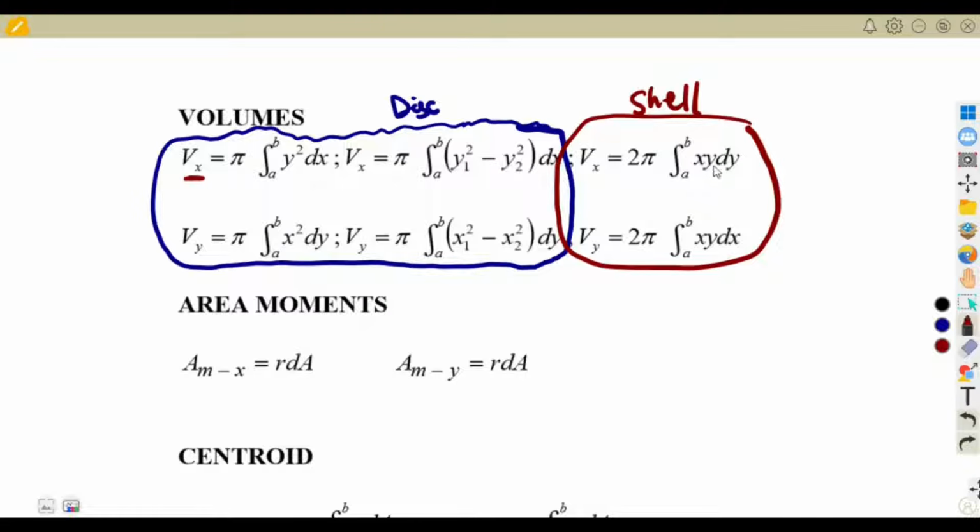But for the shell method, this is what I was explaining. You'll have the volume according to x, but the representative strip will be for y. Right? The representative strip will be for y. We shall talk about that. But this one was the disk method.